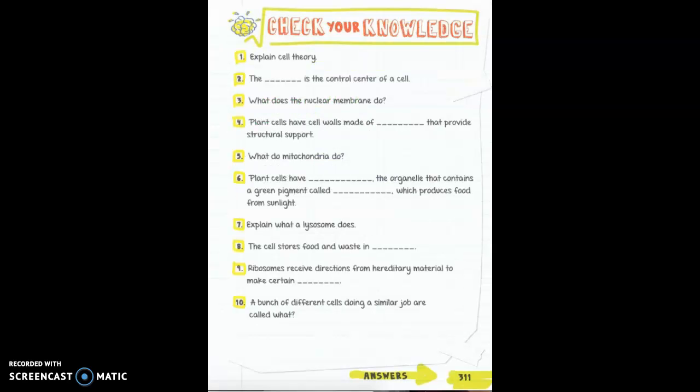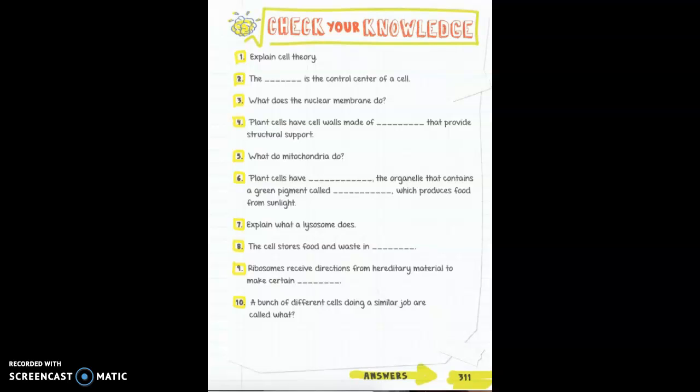So now you're going to check your knowledge. I'd like you to either answer right next to the question or go ahead and copy these questions into another page in Notability so you can answer them. But number 1 asks you to explain the cell theory. Remember, there are 3 statements of the cell theory, and that was at the beginning of this chapter.